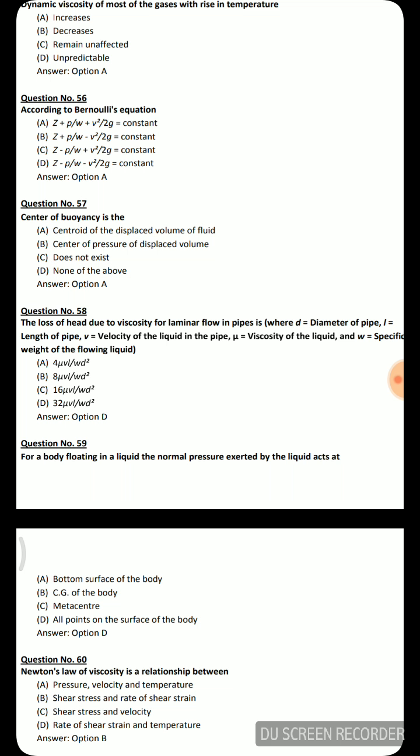Next question. For a body floating in a liquid, the normal pressure exerted by the liquid acts at all points on the surface of the body. So the correct answer is option D. Next question. Newton's law of viscosity is a relationship between shear stress and the rate of shear strain. Du by dy is the rate of shear strain and tau is the shear stress. So the correct answer is option B.